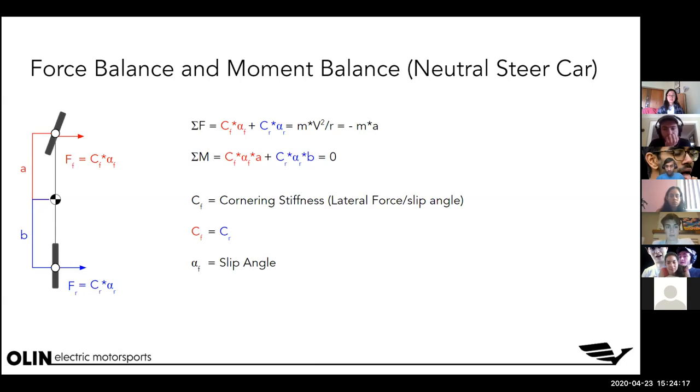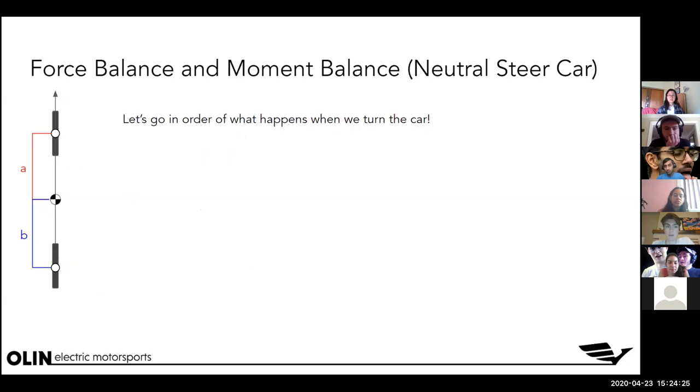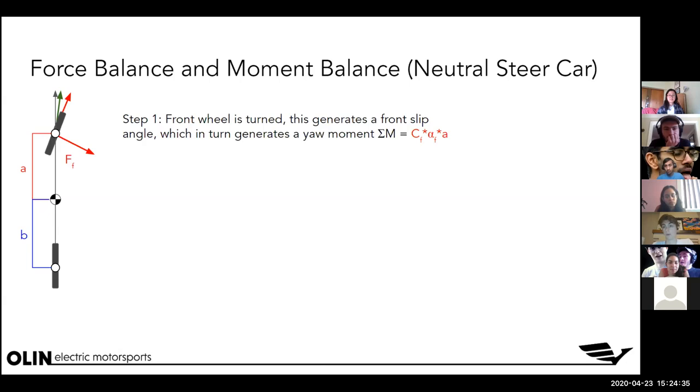Okay, so you might be wondering, where do these slip angles come from? What I'm going to do is walk through the steps of what happens when we go through a turn. Okay, so we start, our wheels are pointed in the same direction, and the first thing we're going to do when we begin to turn, you can probably guess, is turn the front wheel by steering the steering wheel. This is going to generate a front slip angle, and that front slip angle in turn is going to generate some lateral force at the front tire.